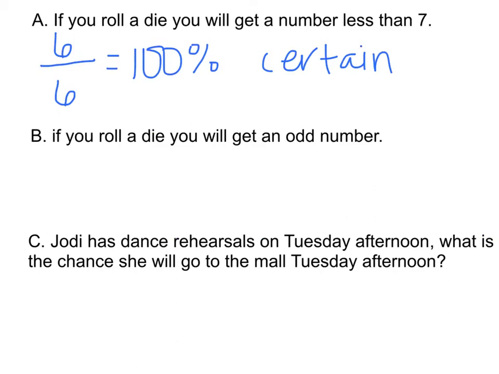Now let's try again. Again, we're not going to roll the dice, so this is theoretical. If you roll a dice, you'll get an odd number. We know there are 6 numbers on a dice. So we have 1, 3, and 5. So we have 3 numbers that are going to be odd. So that's going to be 3 out of 6, which is 50%. And if we look on our chart, 50% is going to be equally likely.